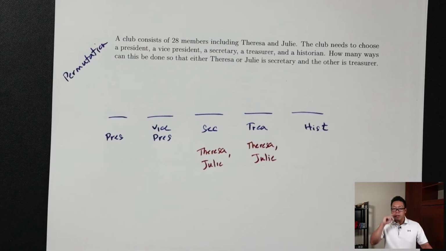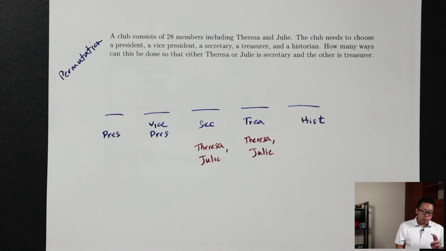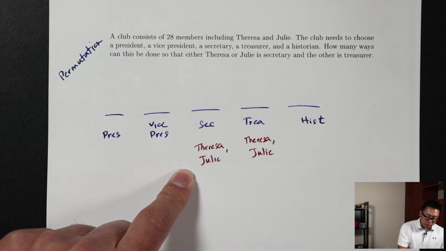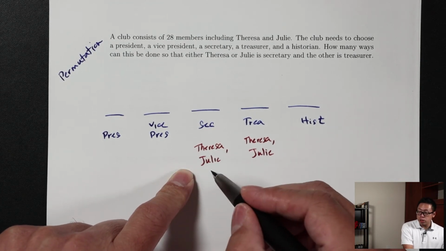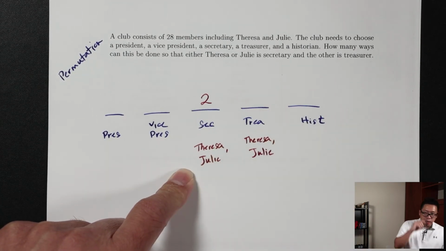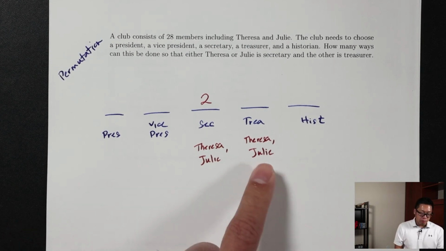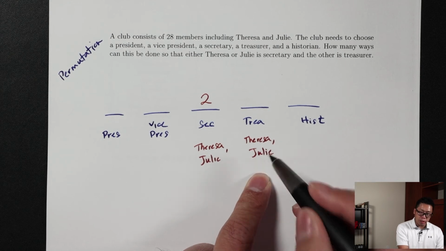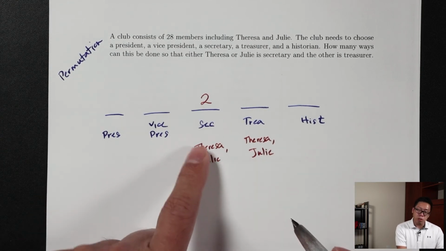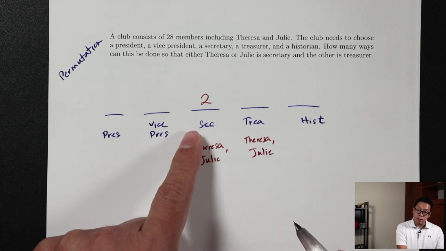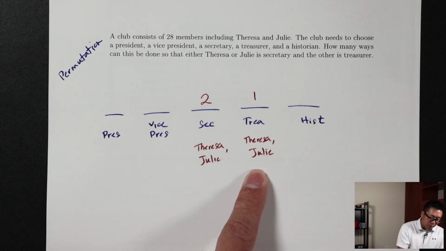Okay, go through and count how many options we have for each blank, starting with the most restrictive, which will be these two, secretary and treasurer. So for secretary, we want either Teresa or Julie, so 2 options. And then we're talking about people here, so we cannot repeat, so I do have to reduce. For treasurer, Teresa and Julie, that's 2, but I did already choose Teresa or Julie already. So I'm down to 1 person.